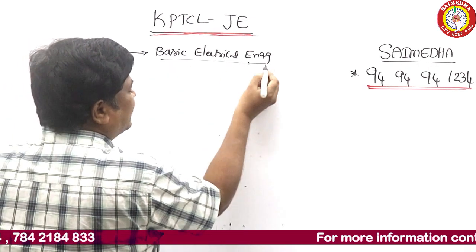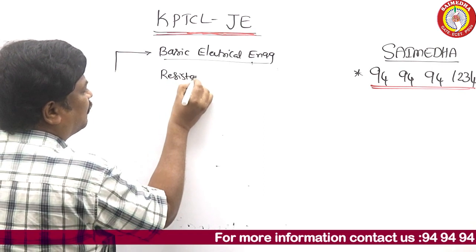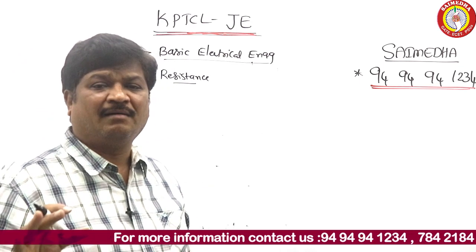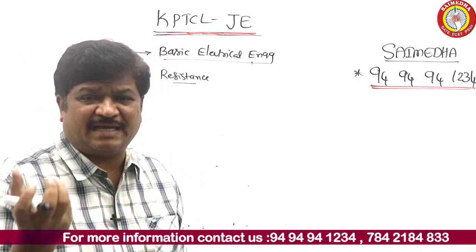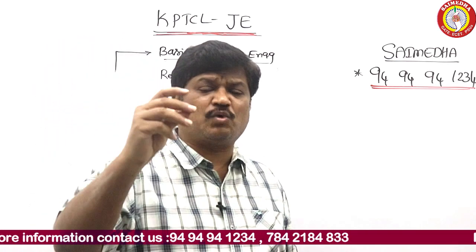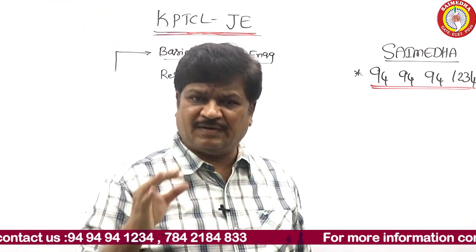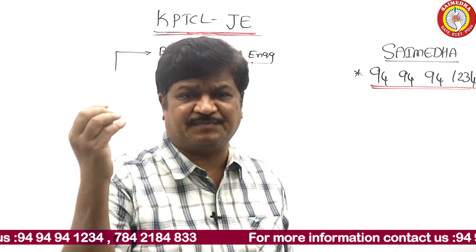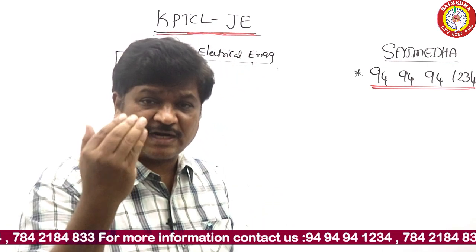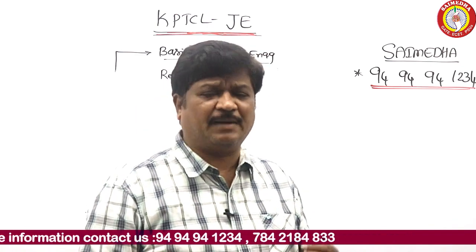Sir, in basic electrical engineering, first of all, you take the resistance element. Basic resistance element. How is the resistance? R is equal to rho L by A. Length is increased, area is decreased, something like that. Resistivity units. There are 2 to 3 questions compulsory from the units. They will ask what is the unit of specific energy consumption, what is the unit of reluctance, what is the unit of conductance, what is the unit of permeability. Like that they will ask fundamental questions.